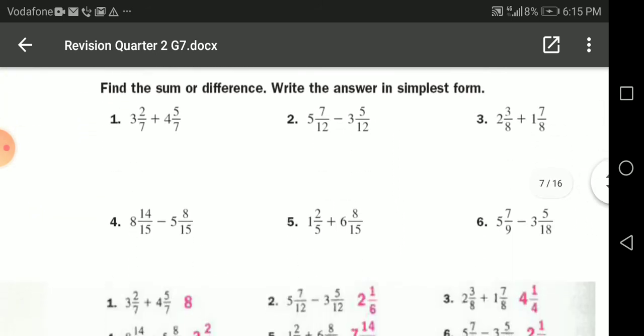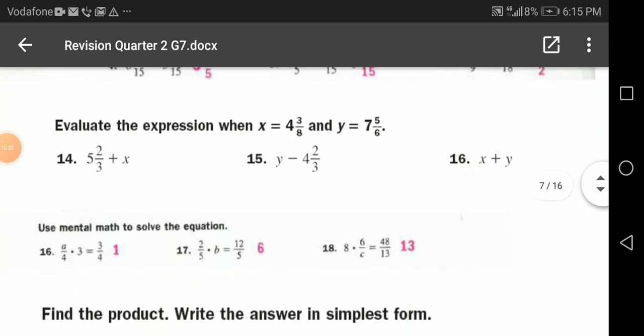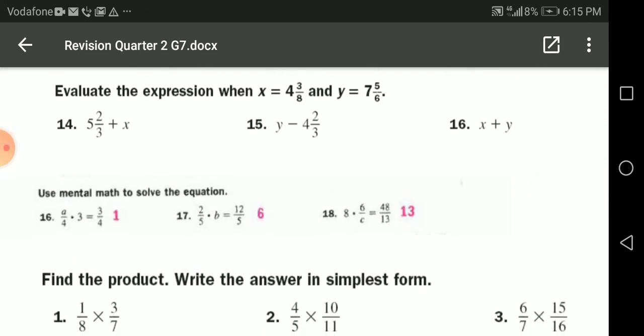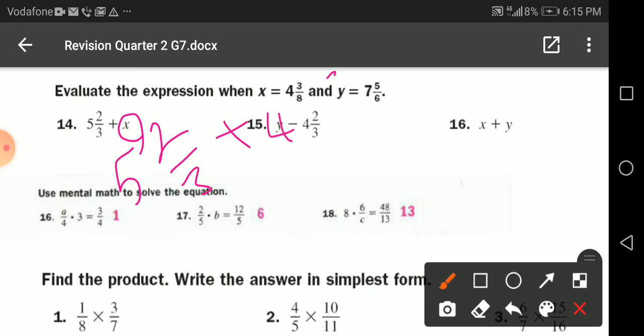Okay, here he asks me to find the sum or difference, write the answer in the simplest form. Here, when I see something like this, convert them into improper fractions, then add or subtract. It's very easy. And what about this one? Evaluate the expression. Let's do just one here. I have here this one. We have here 5 2 over 3, and instead of x I will write what? I will write 4 3 over 8.